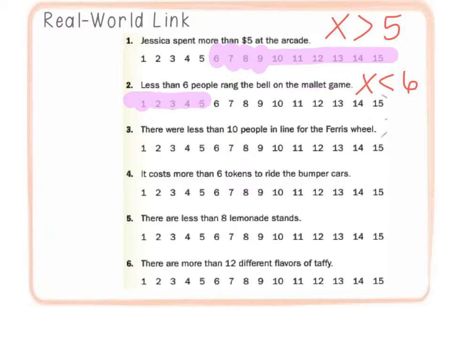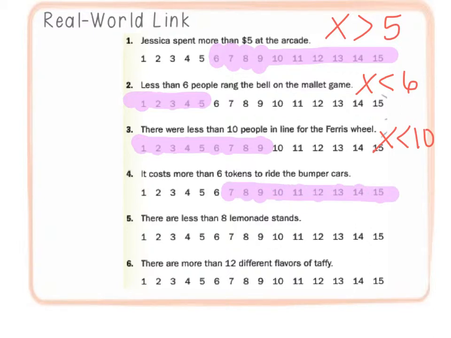Number 3: there were less than 10 people in line for the Ferris wheel. So it can't be 10, it's got to be less than 10. So 9, 8, 7, 6, 5, 4, 3, 2, 1. Any of those solutions would work, any number less than 10. So if I was to write that, it would be x less than 10. Okay, let's continue. It costs more than 6 tokens to ride the bumper cars. So not 6, more than 6. So 7 would work, 8, 9, 10, 11, 12, 13, 14, 15. All of those numbers would work.